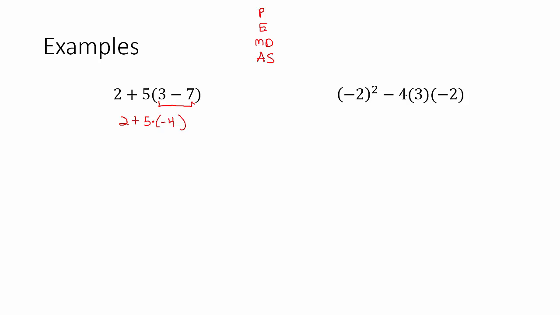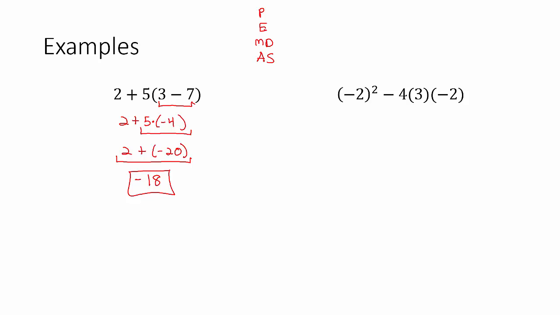Since there's no exponents, multiplication is going to be our next operation, keeping everything else the same. 2 plus 5 times negative 4 is negative 20. And now, finally, at the end, we get to the addition and subtraction. 2 plus negative 20 is negative 18 for our final solution.